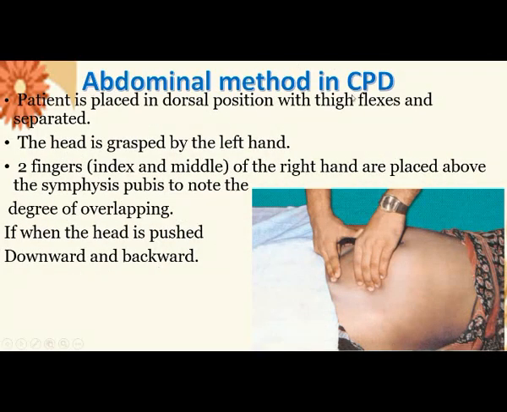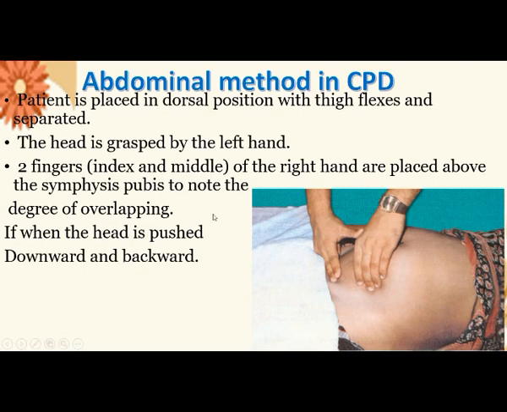You can see the abdominal method in cephalopelvic disproportion. So how to assess cephalopelvic disproportion by the abdominal method? The patient is placed in the dorsal position with the thighs flexed and separated. Then the head is grasped by the left hand. You have to stand on the right side of the mother and grasp the head with the left hand. This is grasping the head.